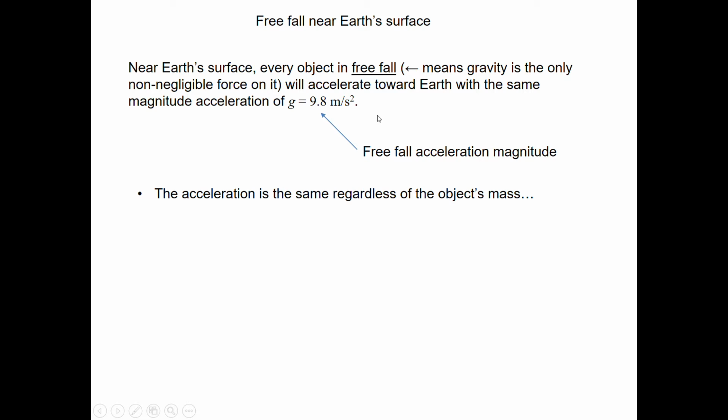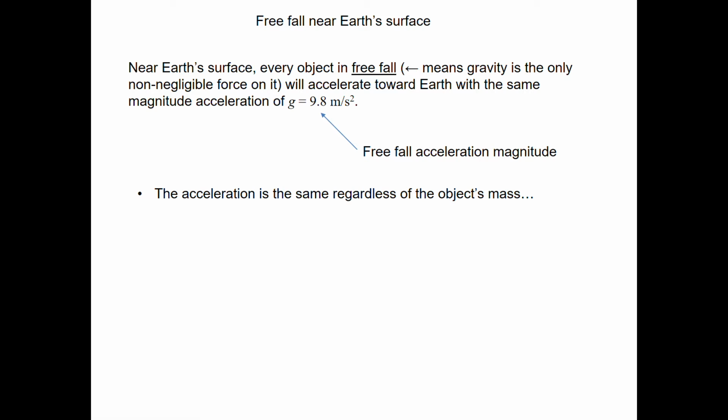That means that it doesn't matter what the mass of anything is. And by the way, this little g is called the free fall acceleration magnitude. It's how fast things will fall if you drop them or even throw them up. We'll give examples of that shortly near the surface of the Earth. The acceleration is the same regardless of an object's mass.